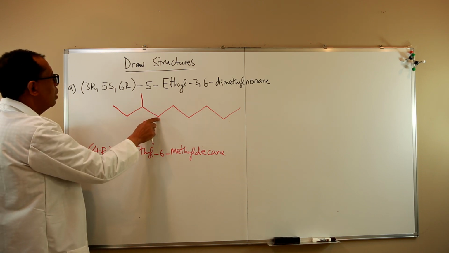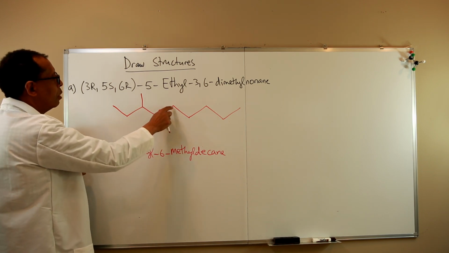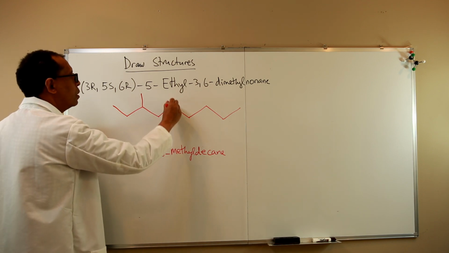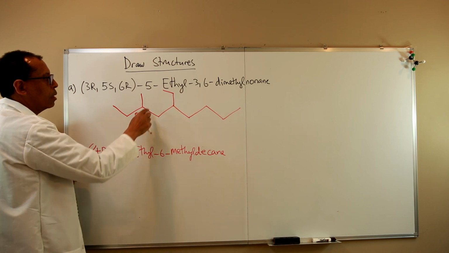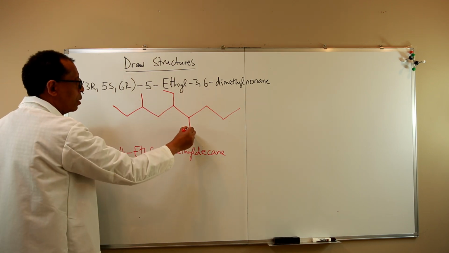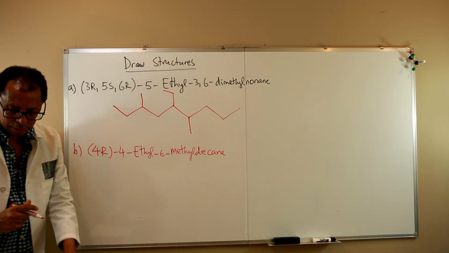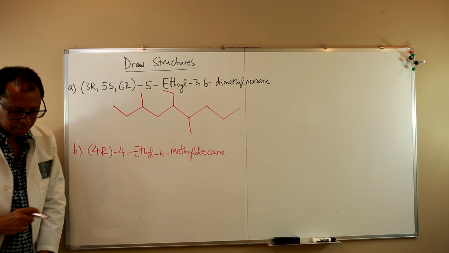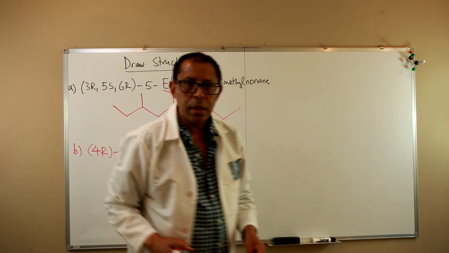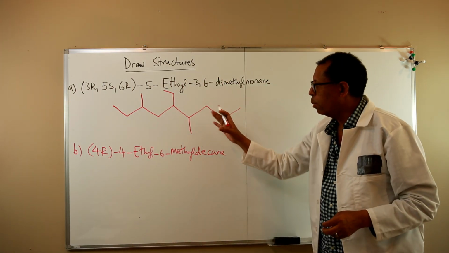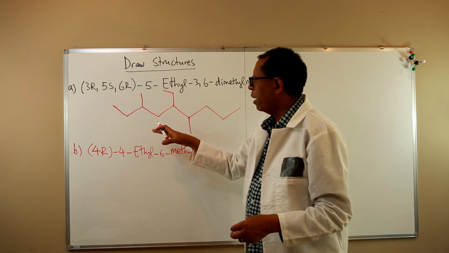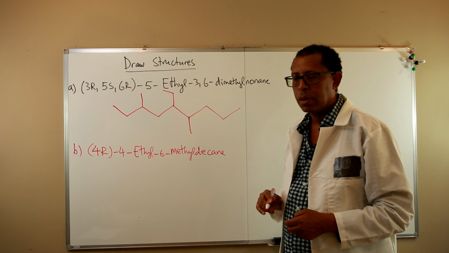Number 4, I don't have anything. At number 5, I have an ethyl group. That's an ethyl group. At 6th position, I have another methyl group. So the compound at least looks like this to begin with. So we didn't specify any stereochemistry at this point. Remember, everything is flat, and I didn't specify any kind of stereochemistry.